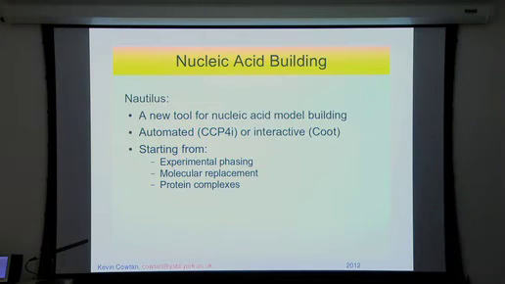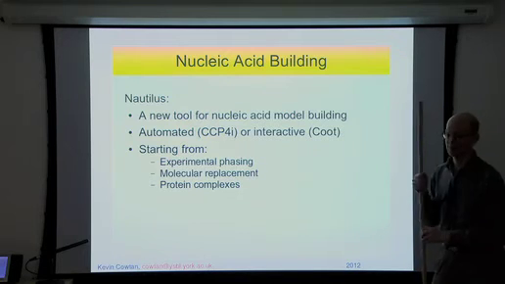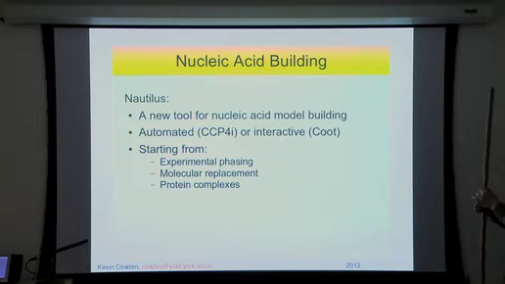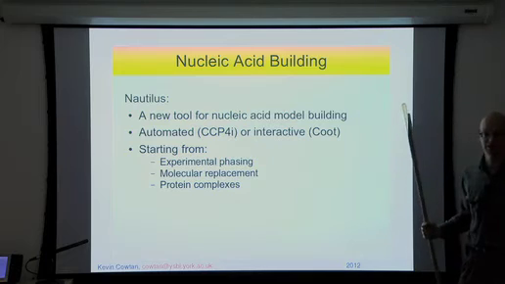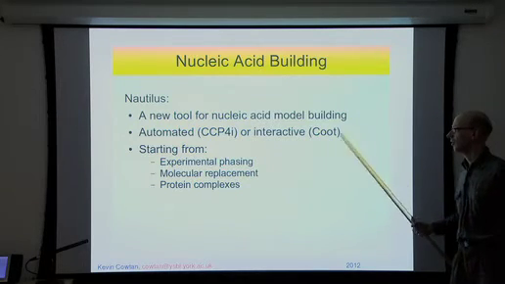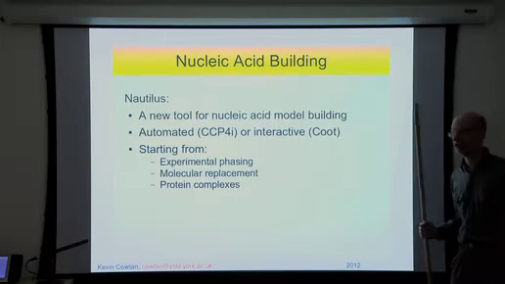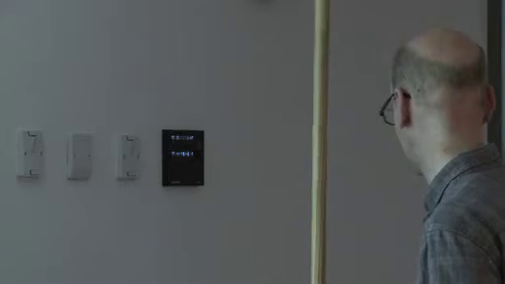Okay, and the other really new tool is Nautilus, which is the nucleotide building program. There's an automated version in CCP4i. It runs just like Buccaneer. Or interactively, you can run it in Coot. It won't dock the sequence in Coot, but it will build chunks of nucleotide near the cursor.